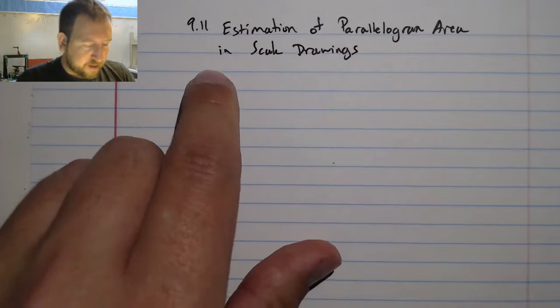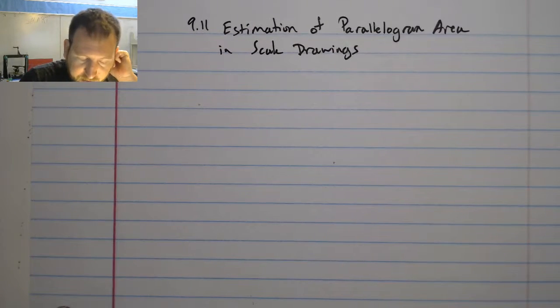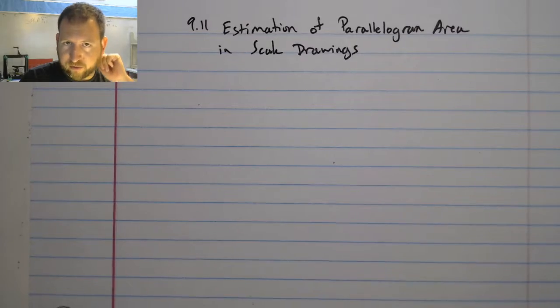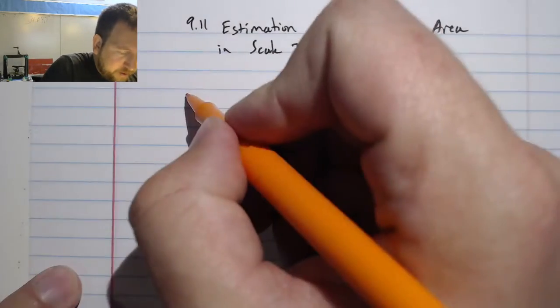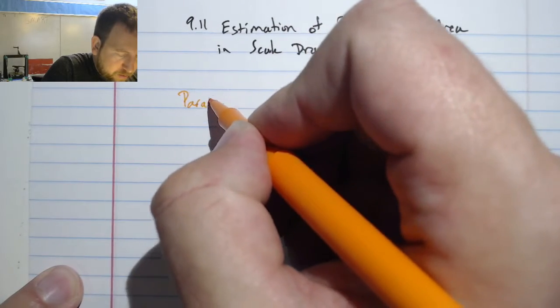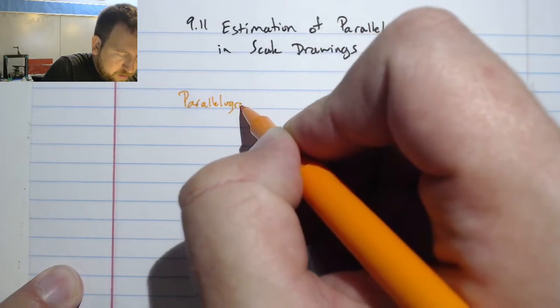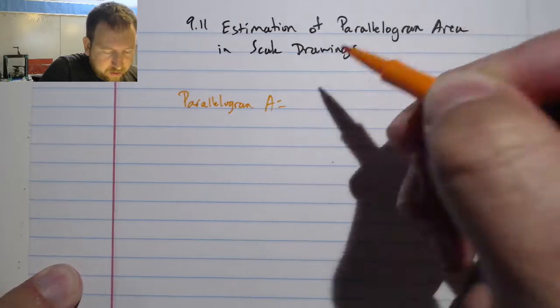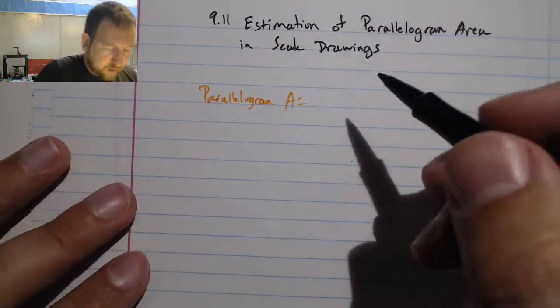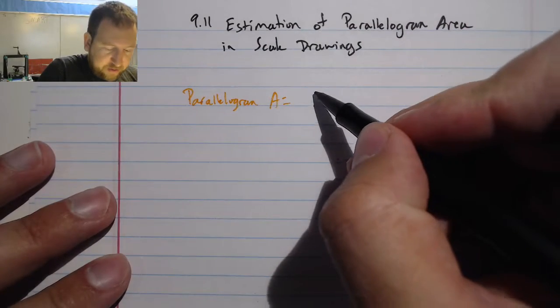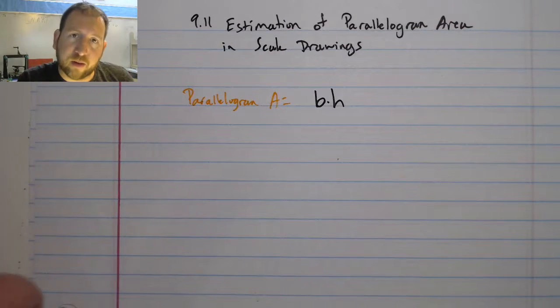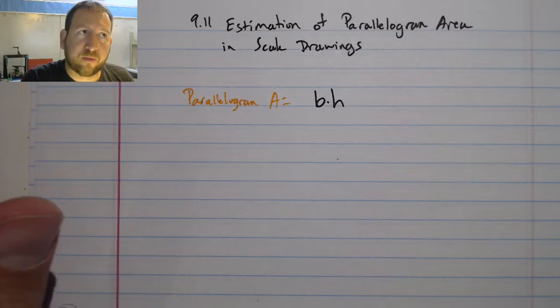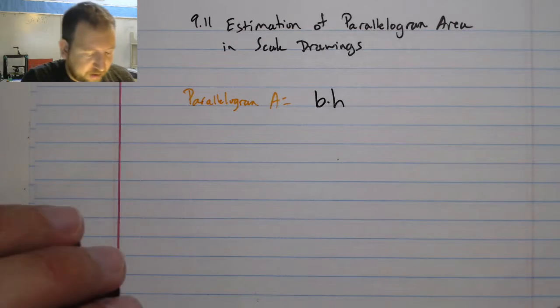I want to talk about section 9.11, estimation of parallelogram area in scale drawings. Recall real quick that parallelogram area is base times height, right? And in this case, we're going to be looking at using our formula with some scale factors.